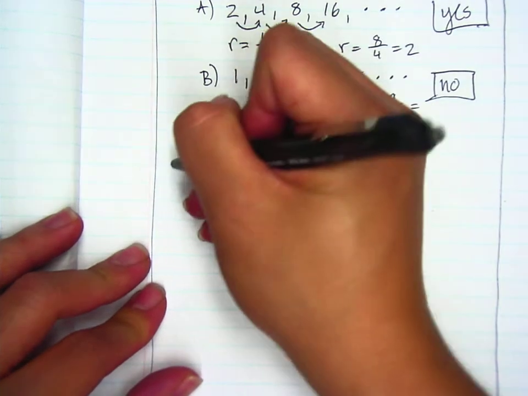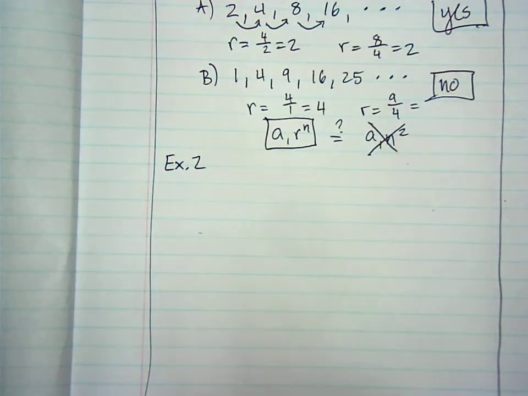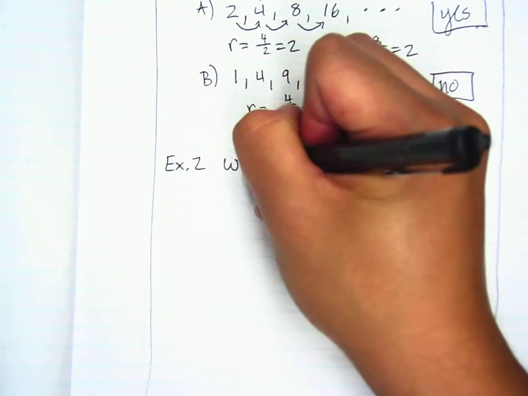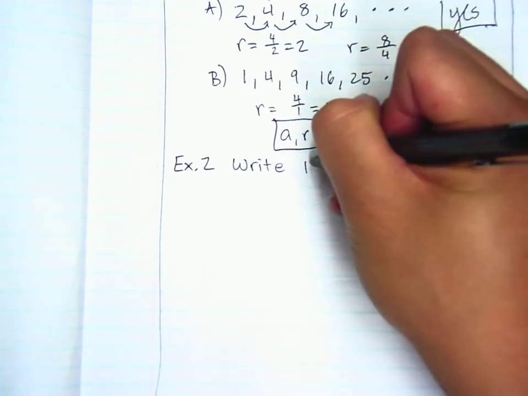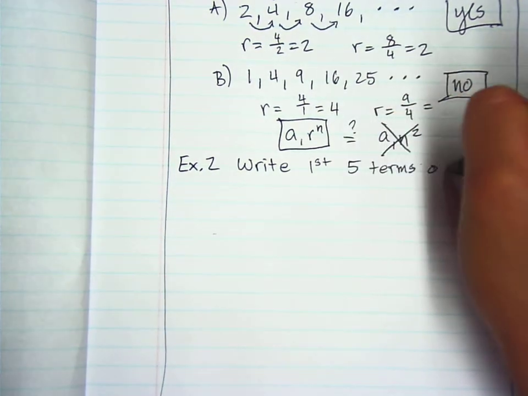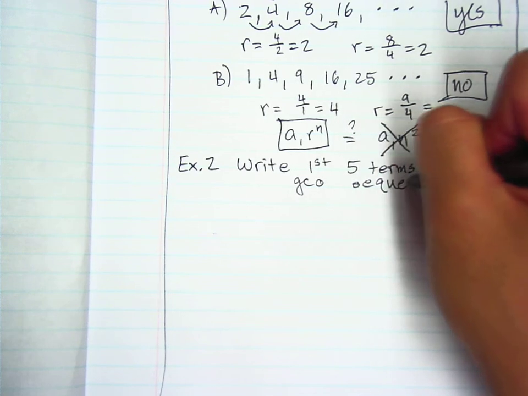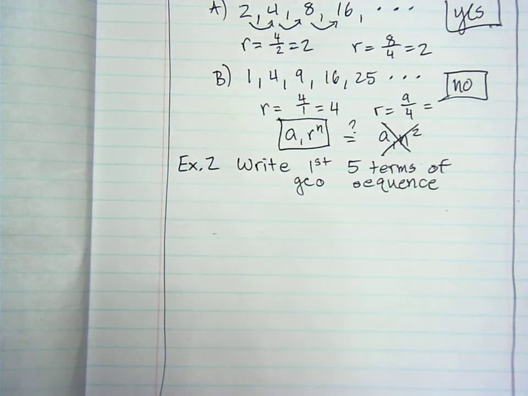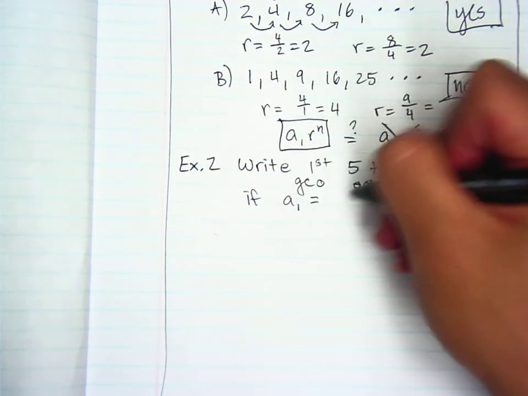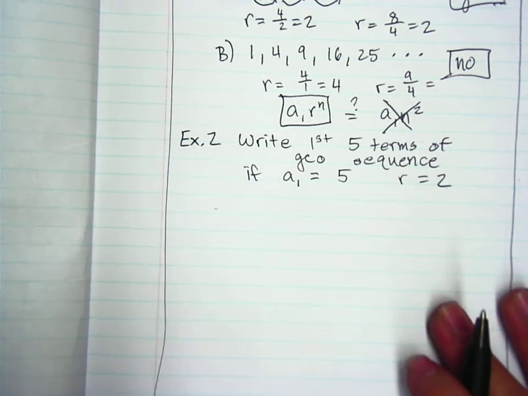We're going to move into example 2, where you have to give us the first few terms of a geometric sequence. So we're going to write: first 5 terms of the geometric sequence. In this case, the initial term, a1, is equal to 5, and the ratio is 2.